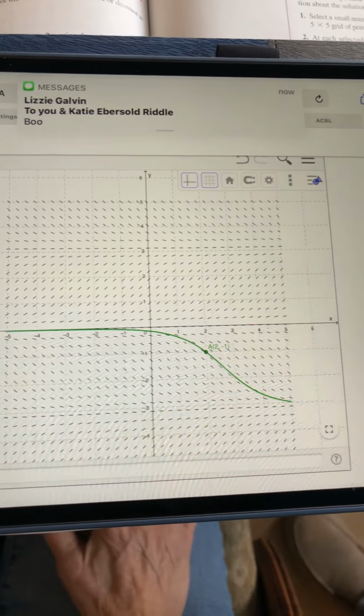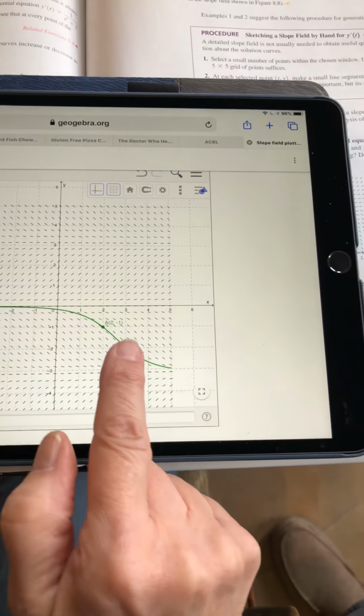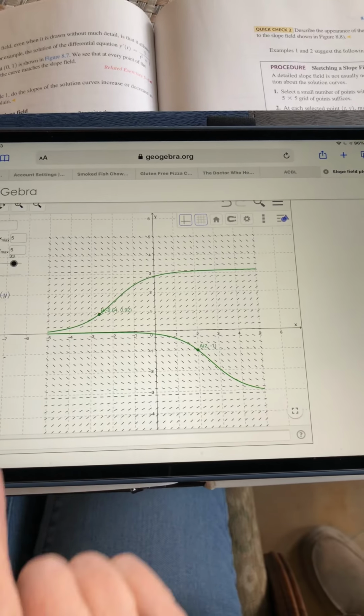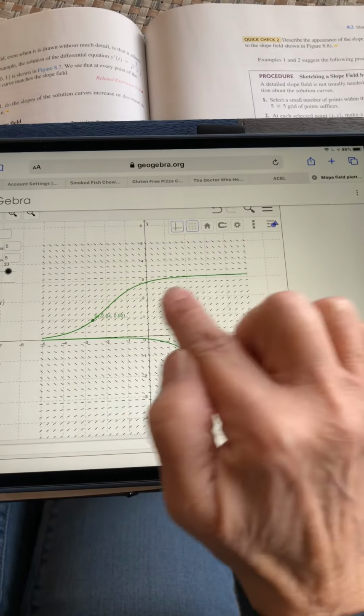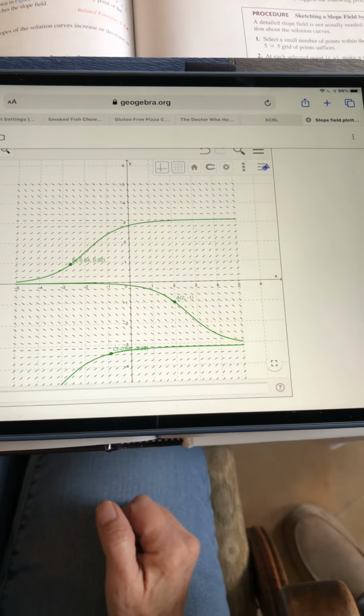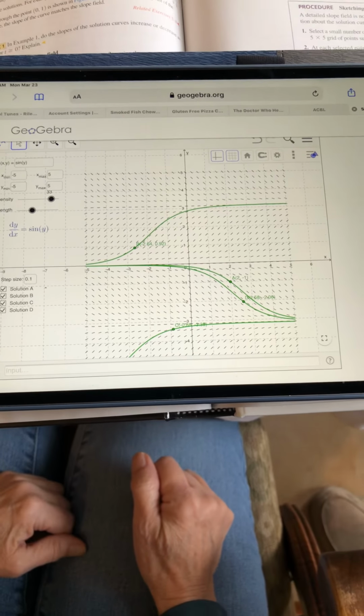And then you can ask them to show you solutions. So there's one of the solutions, decreasing in between that equilibrium state and concave downward. Here's another one, increasing, concave up, concave down. So they show you different ones and what they might look like.